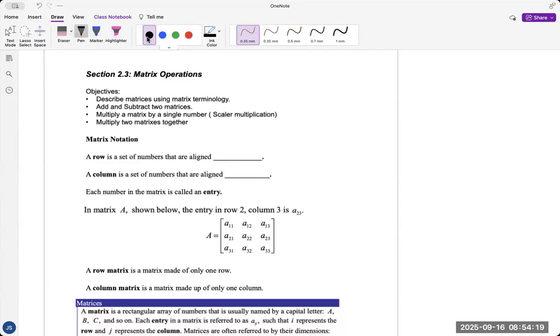So this is aligned horizontally. Horizontally is like a flat line, like the horizon. When the sun rises in the day, the horizon, right? So that's the number of rows. A row is a set of numbers that are aligned horizontally. Then a column is a set of numbers that are aligned, you guessed it, vertically.